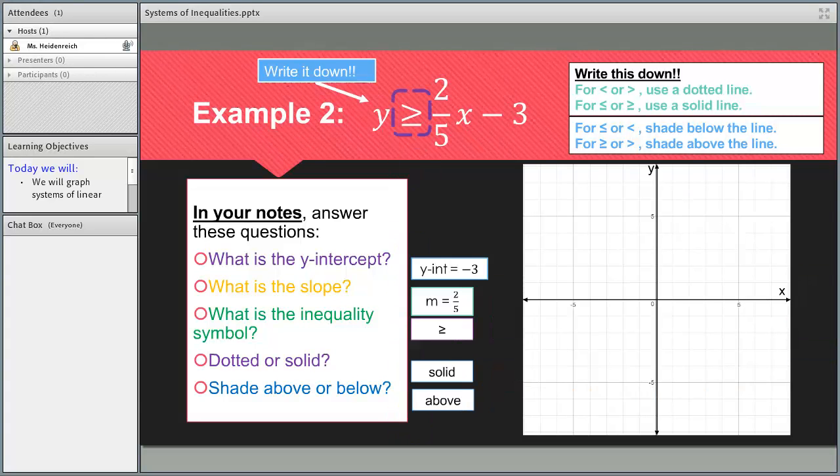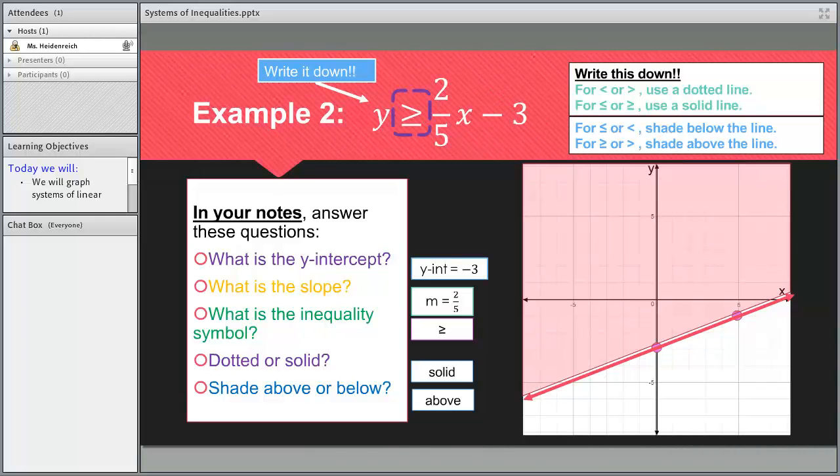Okay, here comes the big reveal. I've got a y-intercept of -3, a slope of 2 over 5. So check your slope. Make sure that you went up 2, right 5, because it's a positive slope. And then we've got a greater than or equal to inequality symbol. So I'm using a solid line shading above because it's greater than or equal to. So check yours, make sure it looks like mine.